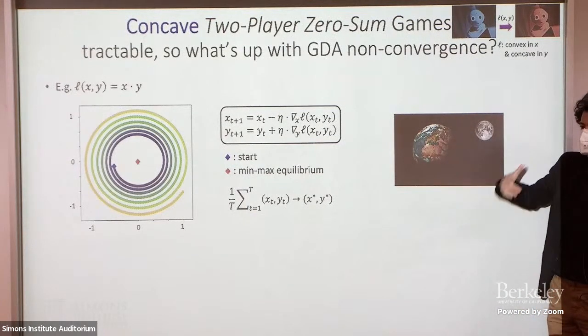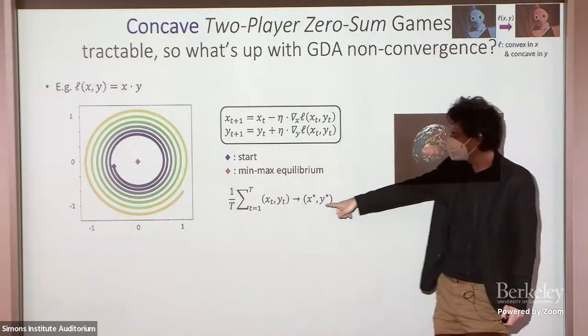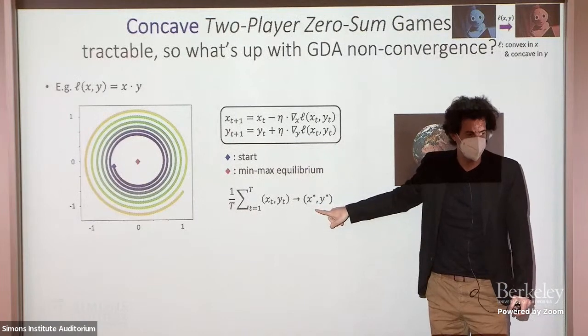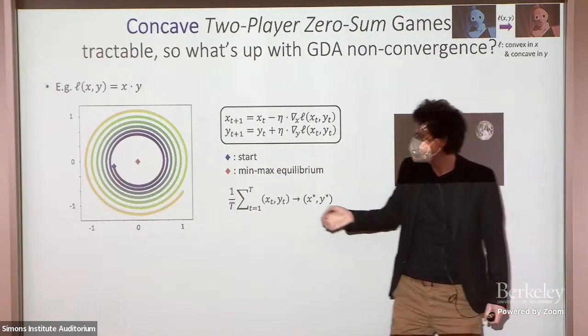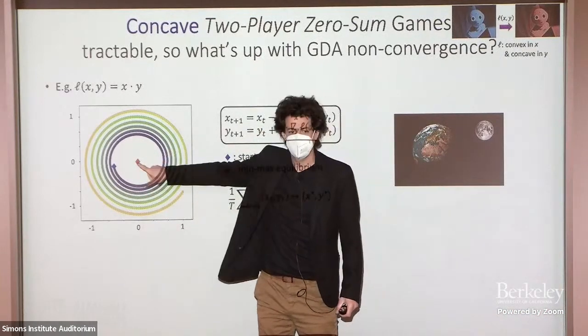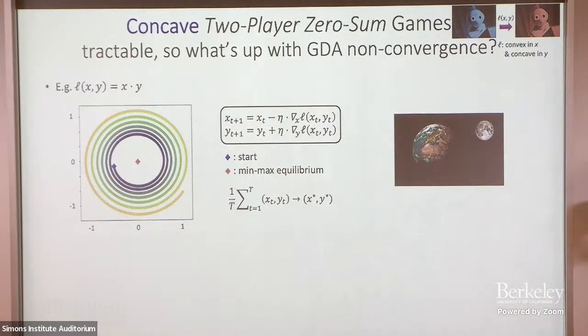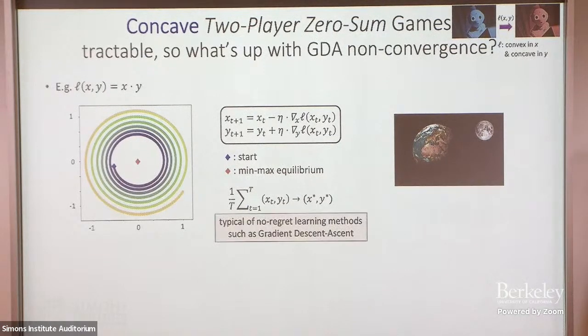It's convergence in the sense that the moon converges to the Earth. So the average of the trajectory goes to the min-max equilibrium, but it's not necessarily the case, and this is what's happening here, that the last iterate is converging to the equilibrium. In fact, the iterate very typically oscillates around and away from the equilibrium, or hits the boundary and oscillates around the boundary. And this is very typical of no-regret learning methods, such as gradient descent ascent, multiplicative weights update, follow the regularized leader, all these methods.